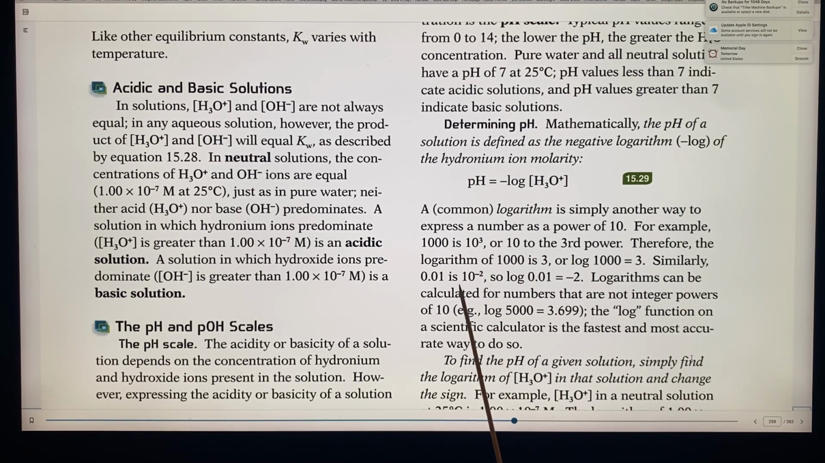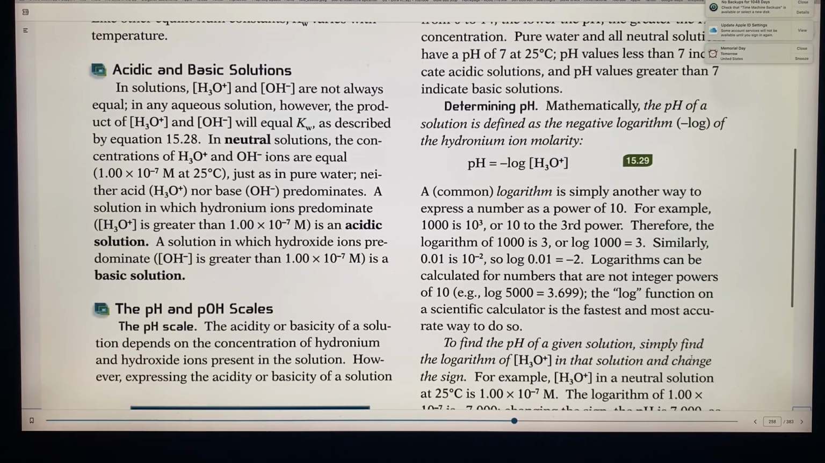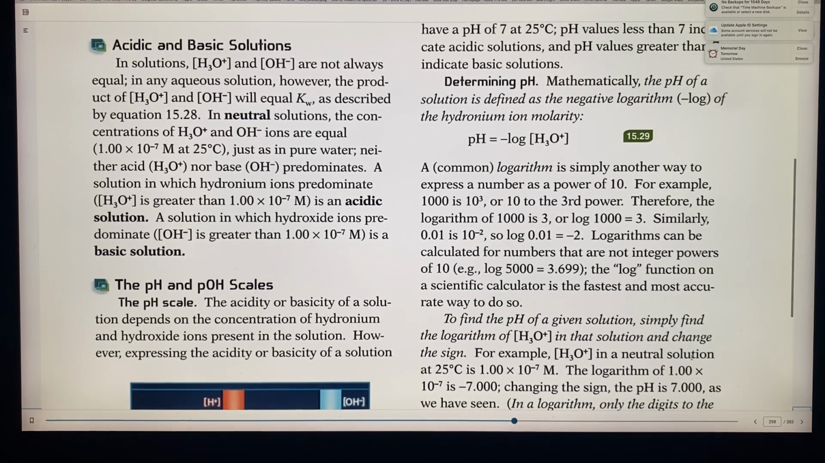Similarly, if you have a -2, the logarithm is going to be -2. It has to do with that exponent. And logarithms can be calculated with numbers that are not even integers. So that's how you find the logarithm of a power. That's what logarithms are about. That's just a basic way of describing it. Of course, you have a calculator to figure it out anyway, right?